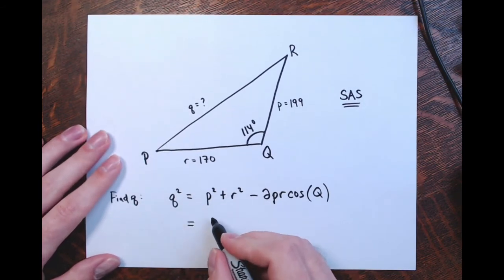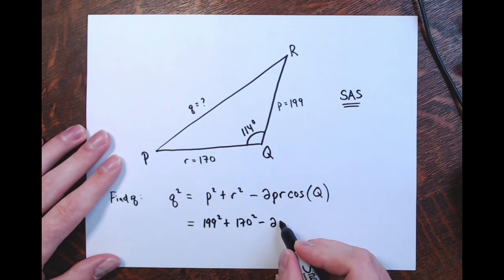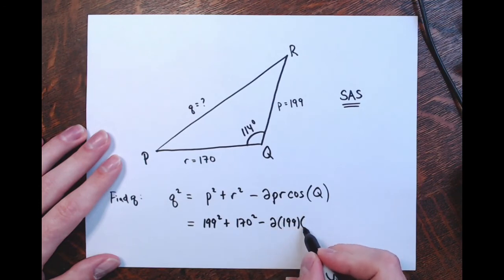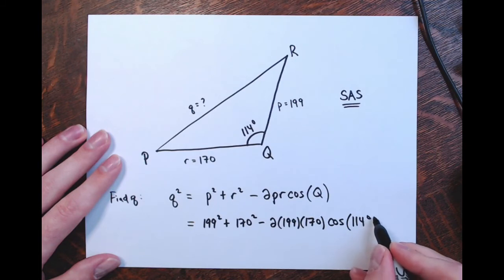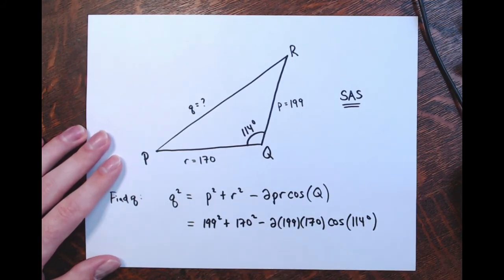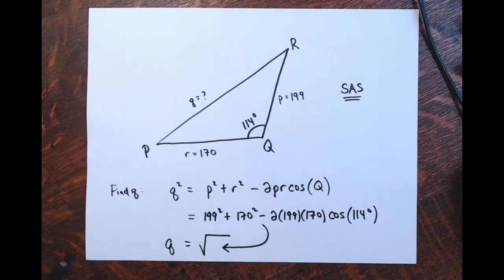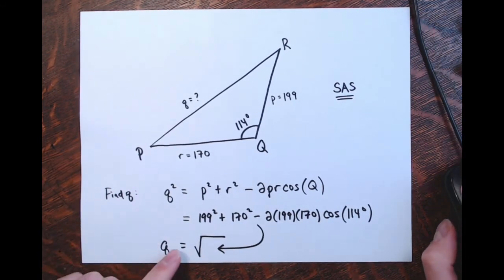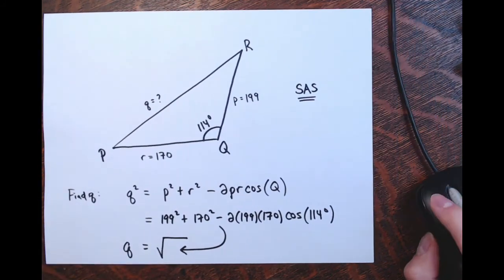So q squared is p squared, 199 squared, plus r squared, 170 squared, minus 2 times p, 199, times r, 170, times the cosine of angle Q, which is 114 degrees. So I filled in everything that's missing over here. And then we just take the square root of this. q will be equal to the square root of whatever this number is. I'm going to actually enter this in my calculator. It could also be the negative square root, but this is a side length of a triangle, so I'm just going to use the positive version.